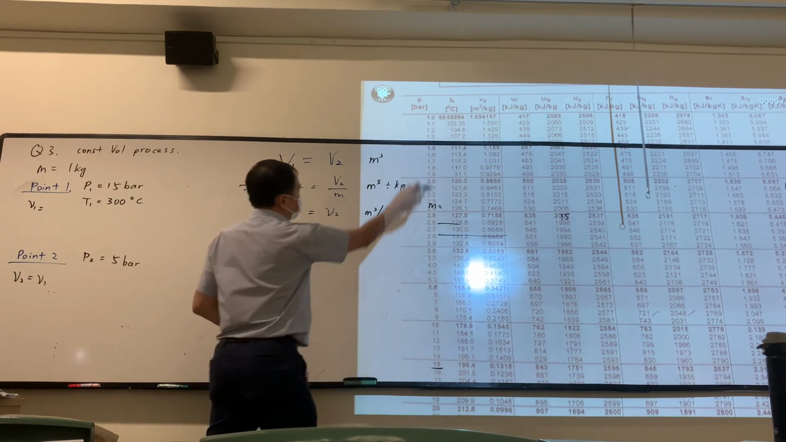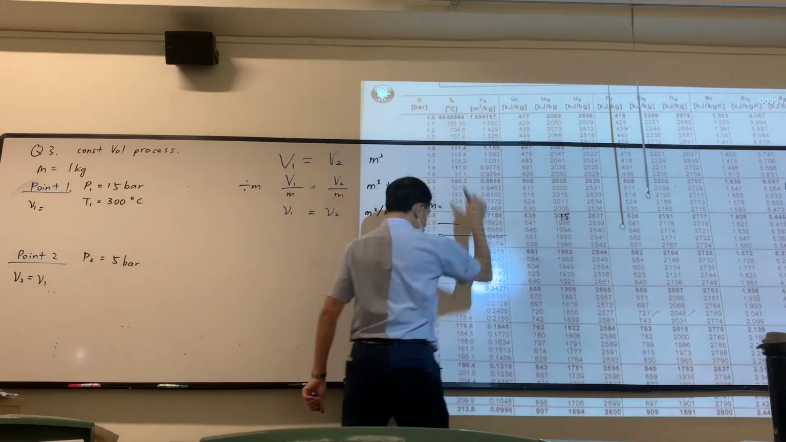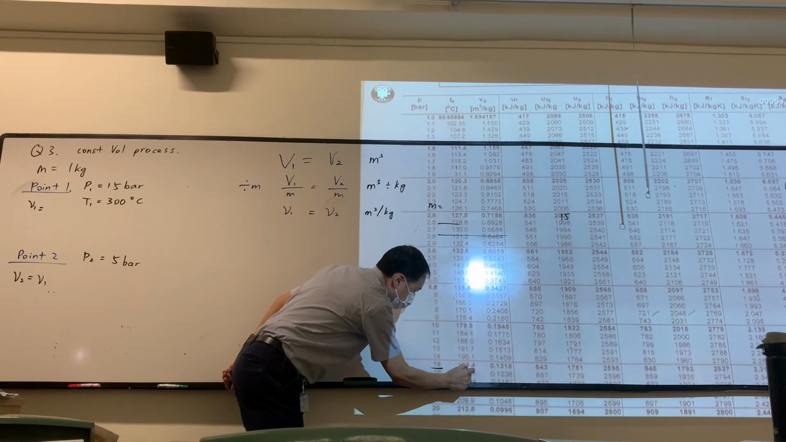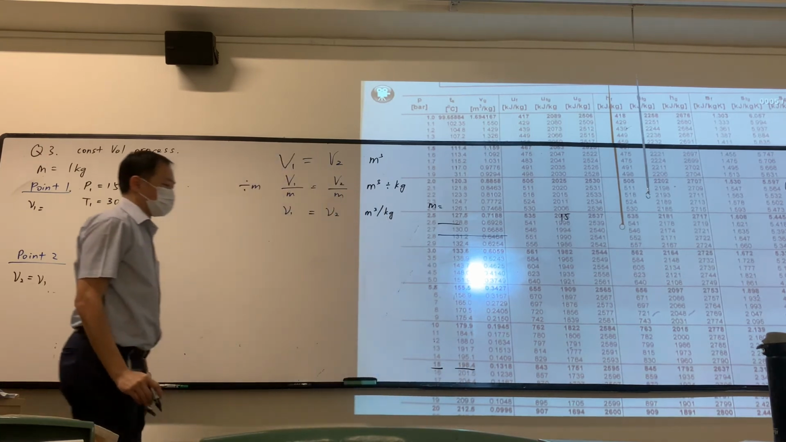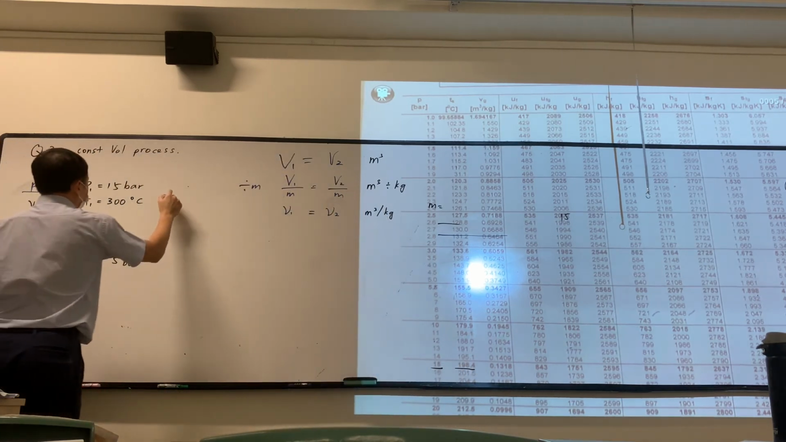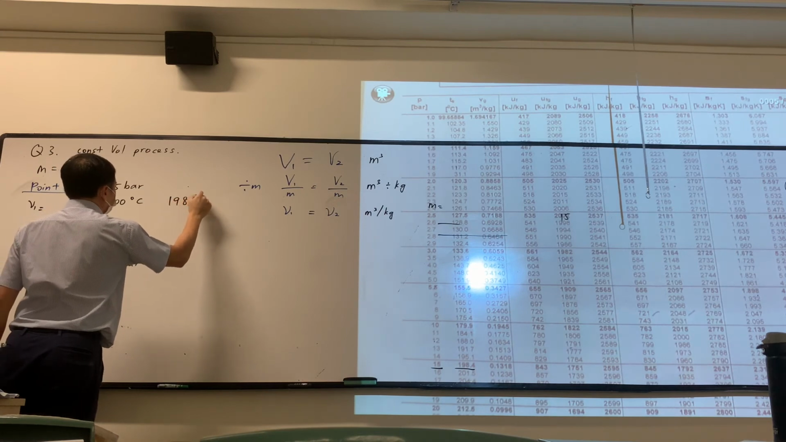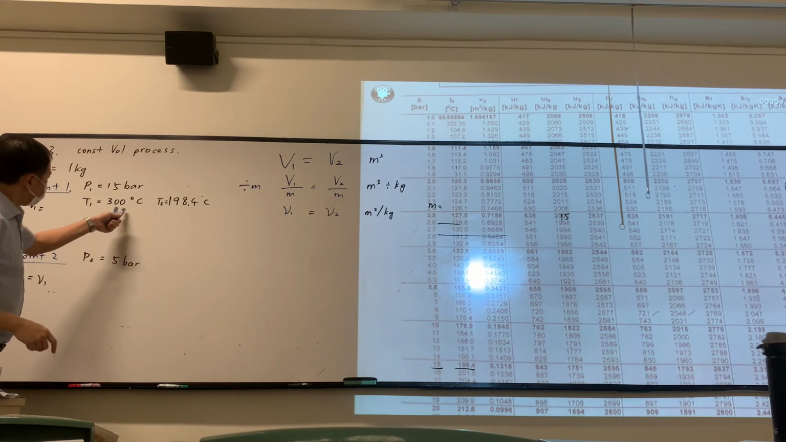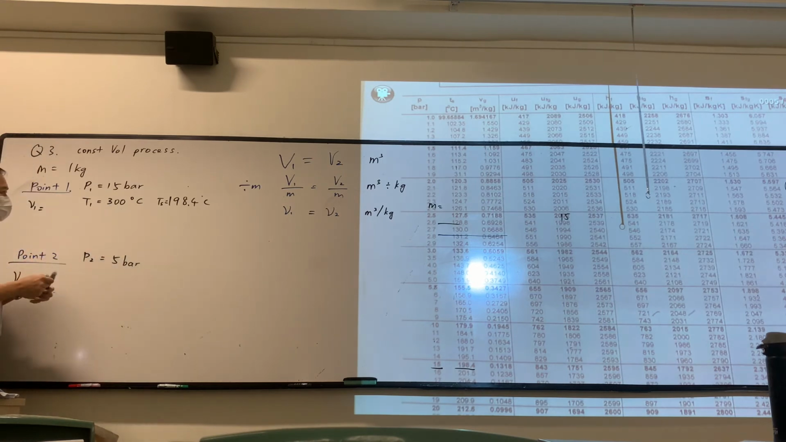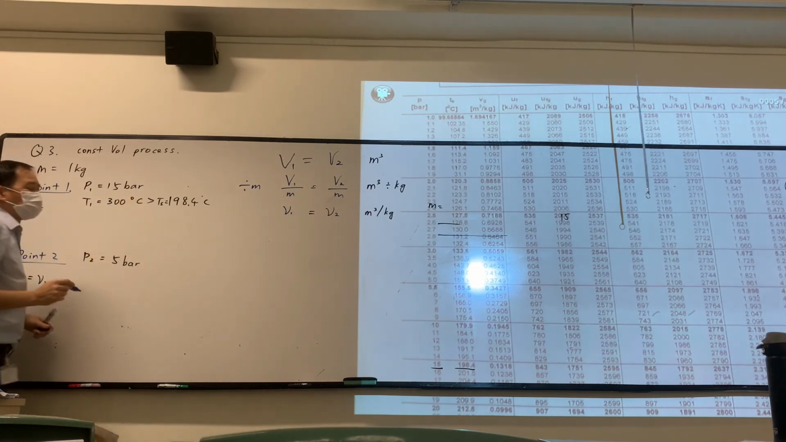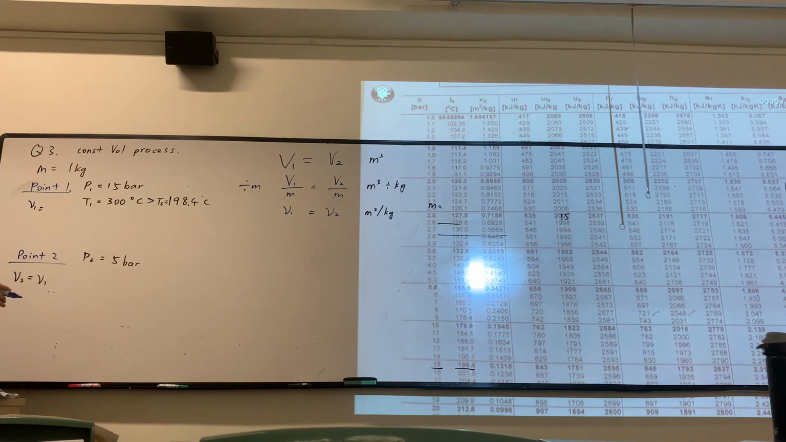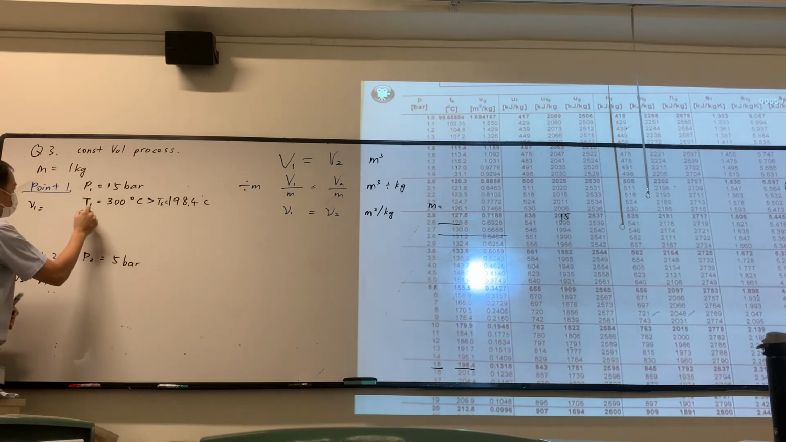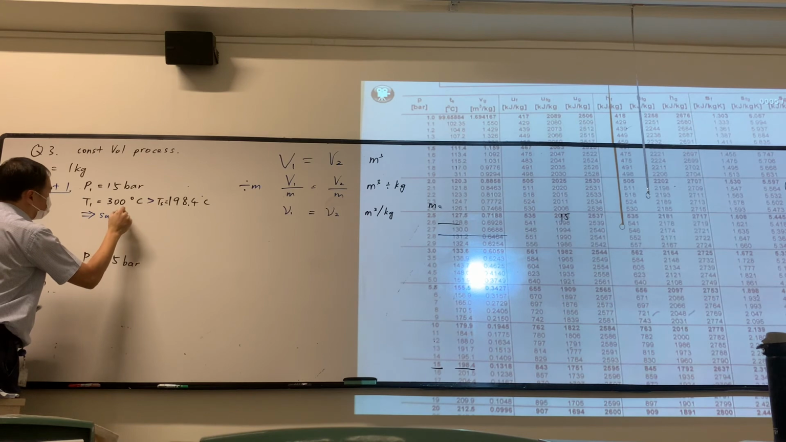Then you look at the second column, this is TS, which is the saturated temperature. What is the temperature here? 198.4. This is TS. So, the temperature 300 degrees C given is far higher than 198.4. Higher. So, what does it mean? Superheated steam.